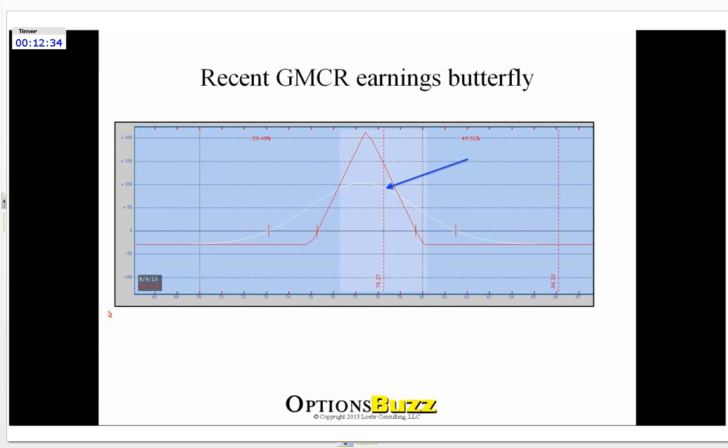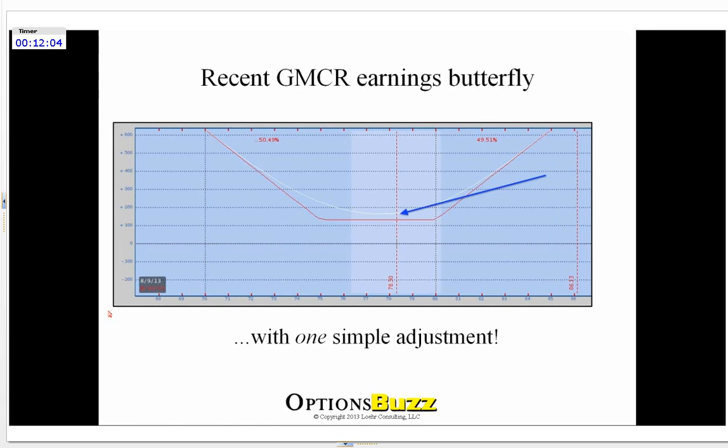Okay, now I'm kind of shifting gears here. We don't just take a look at calendars. That was just today's topic. When we're in the live trading that I do at Options Buzz, I run a live trading room twice a week. Throughout the week, I'll send out ideas, and one of them was this GMCR butterfly. This was an earnings trade, okay? And this is an hour, maybe 2 hours before this butterfly closed. And I tell you, this thing was close to a home run, okay?